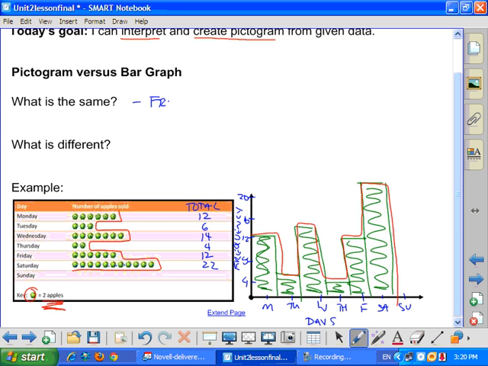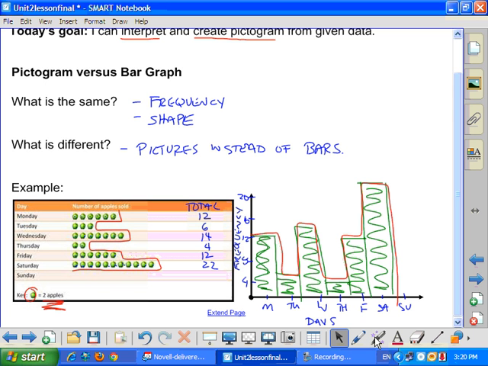So what is the same? The frequency, and the shape, it's the exact same shape as the bar graph. What's different is you use pictures instead of bars. That's really the only difference between them. So we're focused on the pictogram today, and you're going to see some examples coming up. But as far as how it relates to the bar graph, they're really identical to each other. It's just presented in a more user-friendly form.